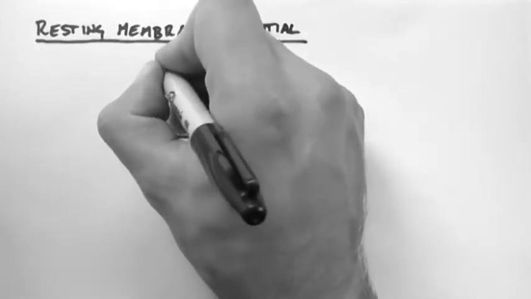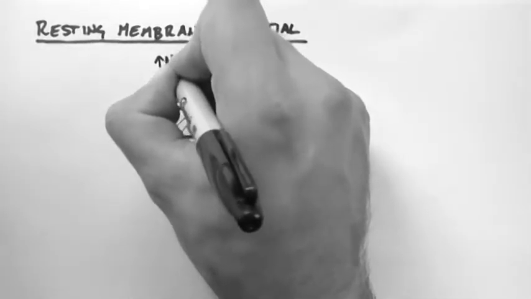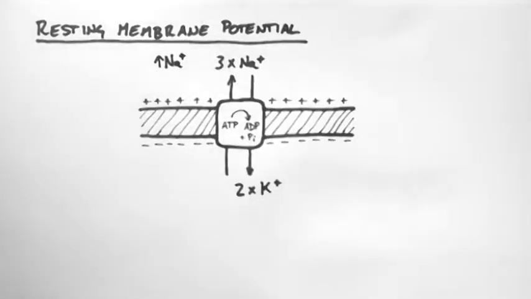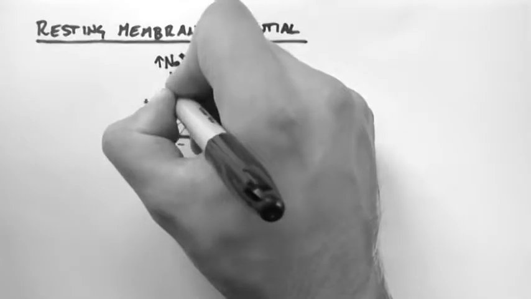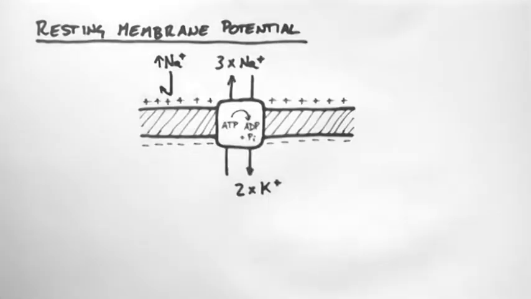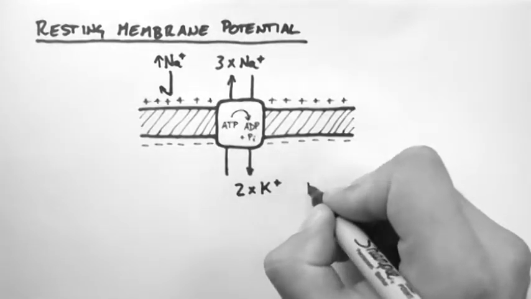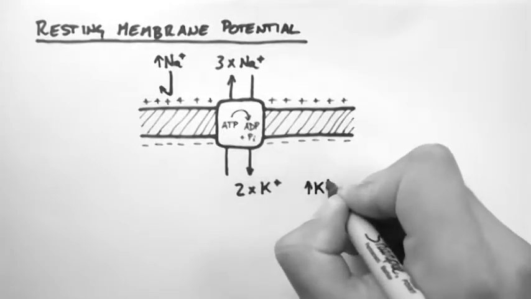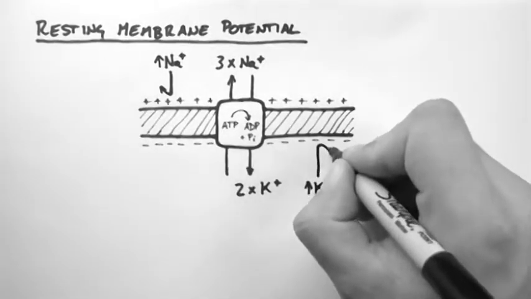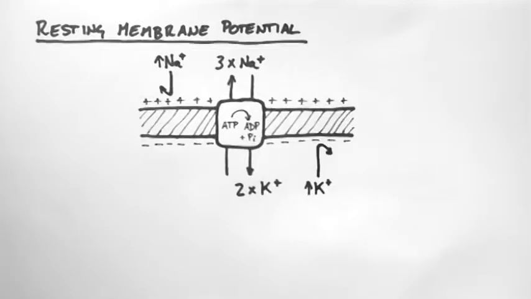Furthermore, there is also a higher concentration of sodium outside the cell than inside. So sodium would like to move down its concentration gradient, but can't because there is a membrane in the way. Similarly, there is a high concentration of potassium in the cell and a lower concentration outside the cell. So it would like to move down its concentration gradient too, but can't because of the membrane.